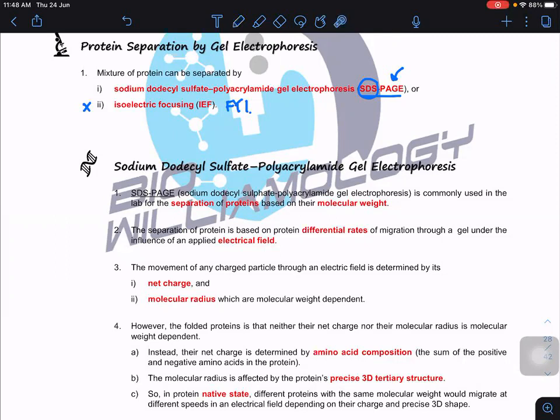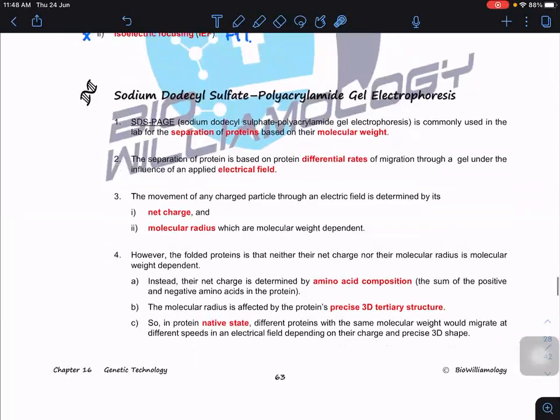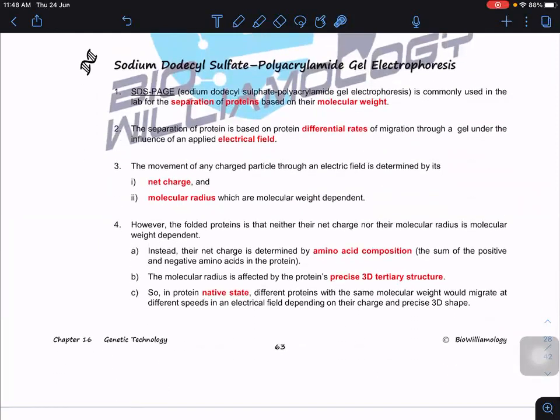So before we start, we're going to look at the principle of the SDS, why we include it. SDS-PAGE is commonly used to separate protein. Highlight, guys, we separate a mixture of proteins. Like for example, in a cell we have so many kinds of proteins, so many kinds of enzymes. How can we separate them? We want to separate them based on their molecular weight.